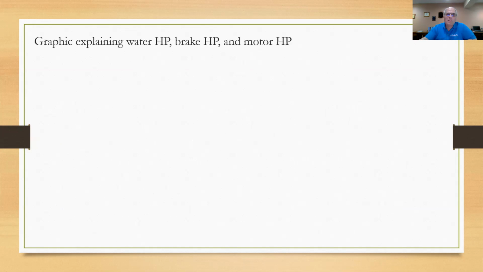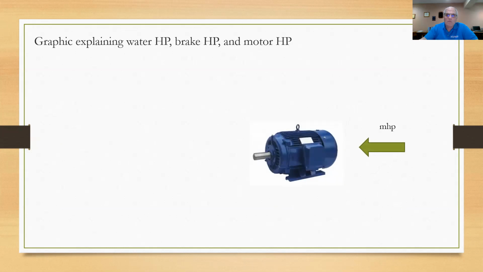Here's a graphic that explains water horsepower, brake horsepower, and motor horsepower. We're going to move from right to left. We're going to start out with a big arrow here pointing to the left. We're going to call that our motor horsepower, being electrical energy fed into that motor. Now, horsepower is lost here because the conversion of electrical energy to mechanical energy is inefficient. And there are other inefficiencies in the motor. If you touch that motor while it's operating, you're going to feel it's warm. That's the proof of existence of lost efficiencies or lost power.